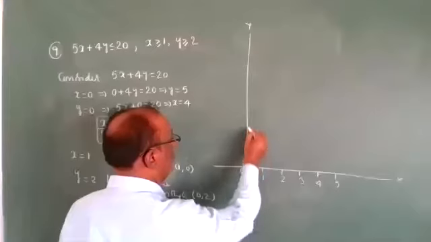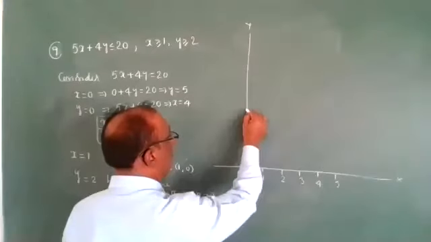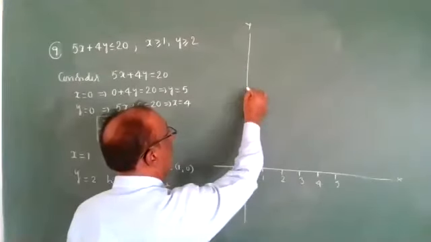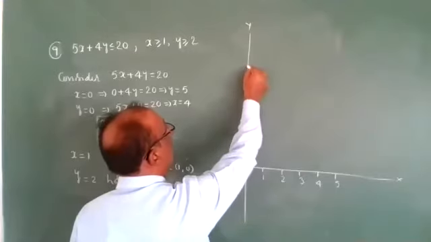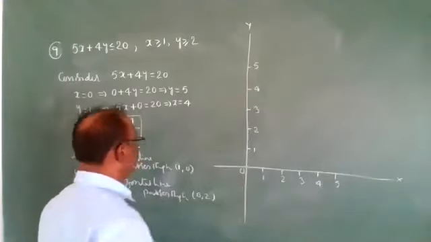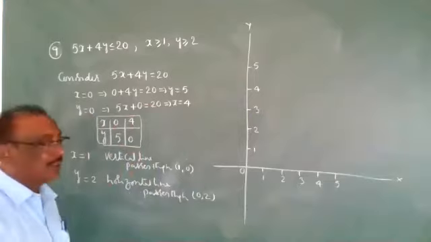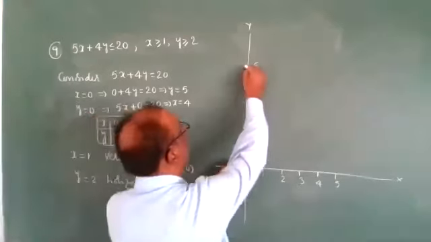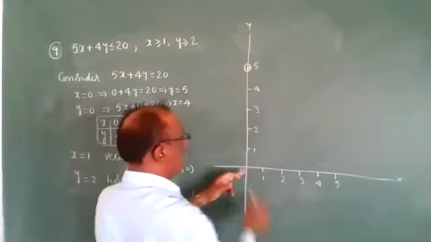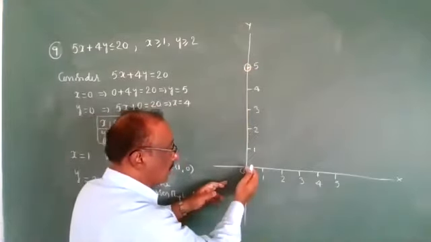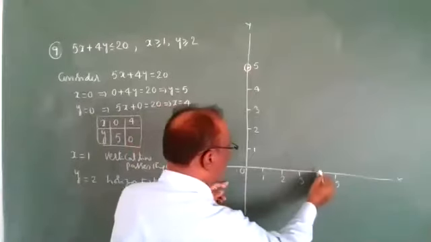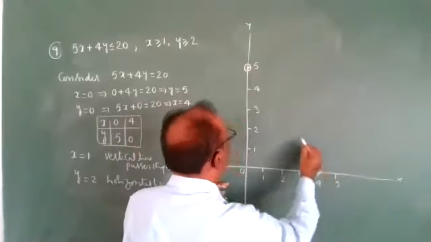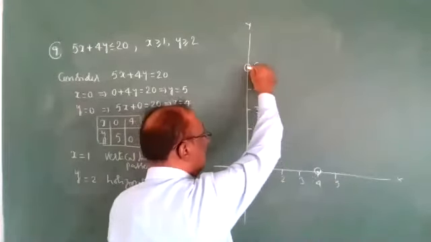1, 2, 3, 4, 5. The maximum is 5. First line: x is 0, y is 5. This is the point. y is 0, x is 4. This is the point. Everyone join these two.